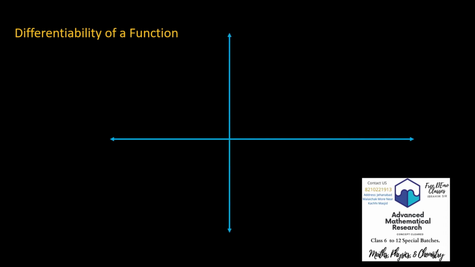Okay, so today we are going to study about differentiability of a function. Draw x-axis, draw y-axis, and let's consider a function y is equal to f of x. Now we will draw the plot of this function y is equal to f of x. This is any general function. So we have drawn the plot of y is equal to f of x.